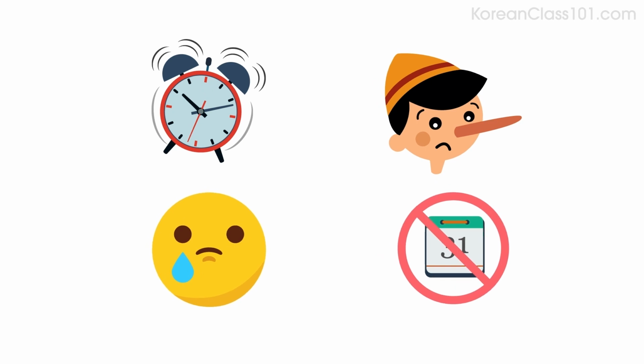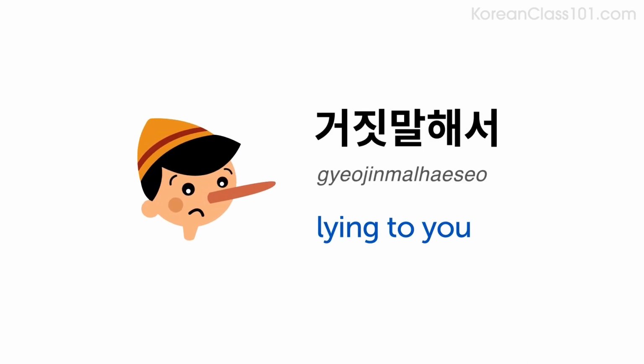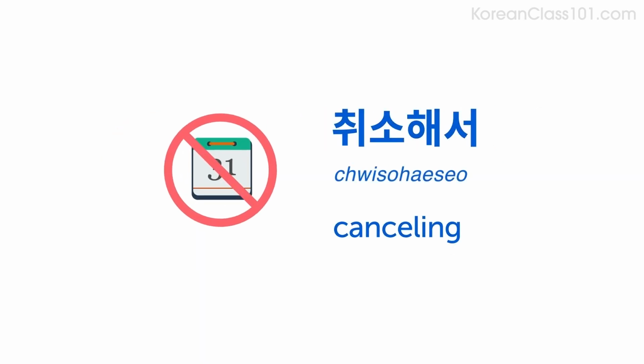Here are a few more phrases you can use with the same pattern to apologize. Being late. 늦어서. Lying to you. 거짓말해서. Hurting your feelings. 마음 상하게 해서. Canceling. 취소해서.